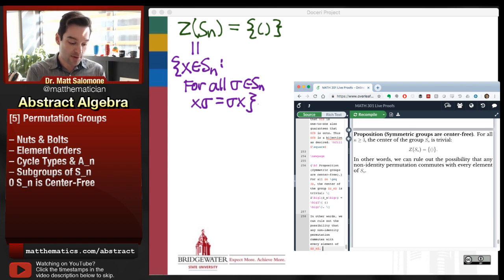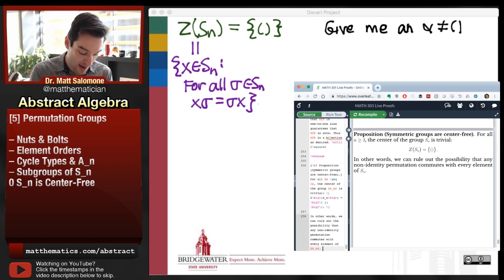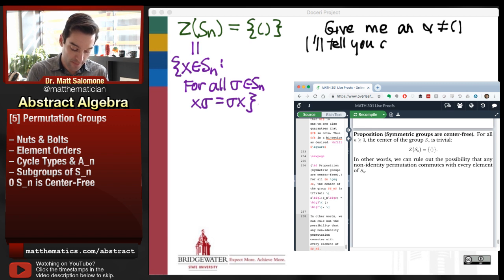So the way that I would approach this proof is as follows. If you give me a permutation that's not the identity, so give me an alpha not equal to the identity permutation, then I'll find for you an example of a sigma that does not commute with alpha. Sigma alpha not equal to alpha sigma.